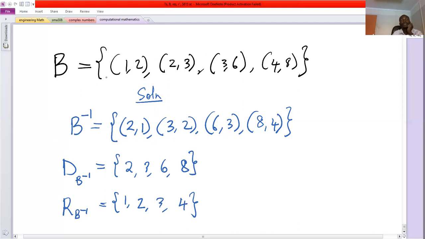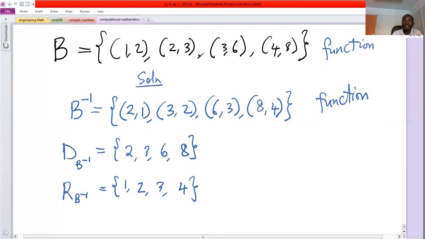Their first elements, all of them are different. So this actually defines a function. This relation is a function. And then here 2, 3, 6, 8, this is also a function. These are relations that define a function because all the first elements in each pair are distinct.